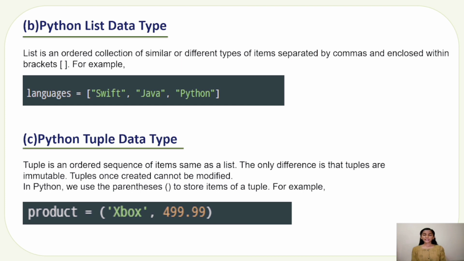Python tuple data type. Tuple is an ordered sequence of items, same as a list. The only difference is that tuples are immutable. Tuples once created cannot be modified. In Python, we use parentheses to store items of a tuple. For example, here product is a tuple with a string value xbox and float value 499.99.